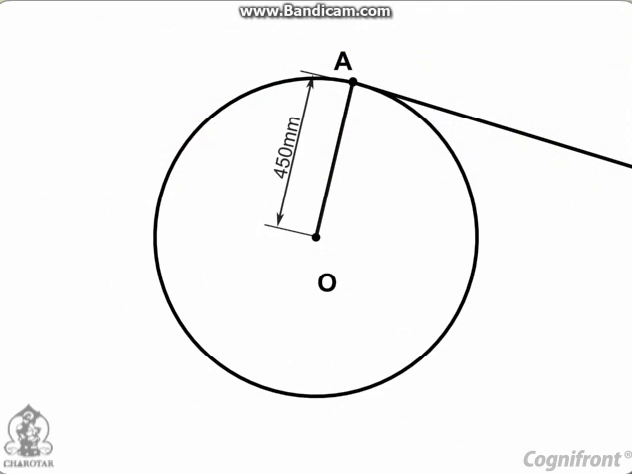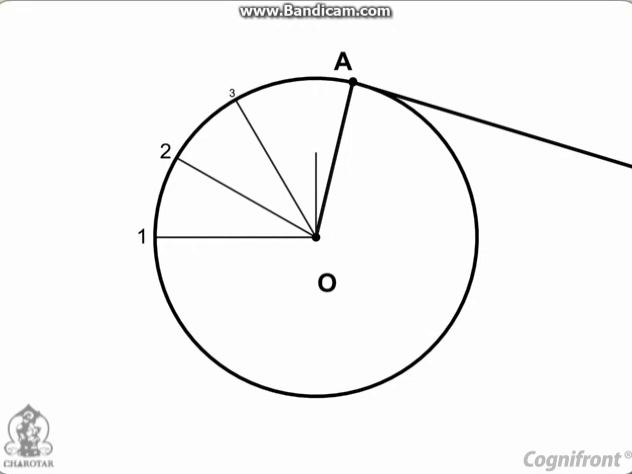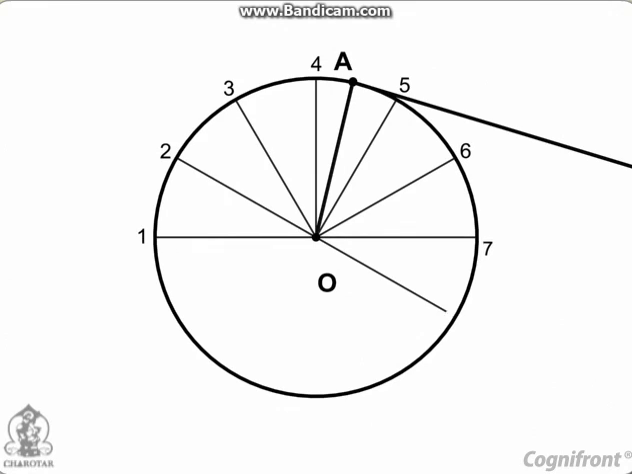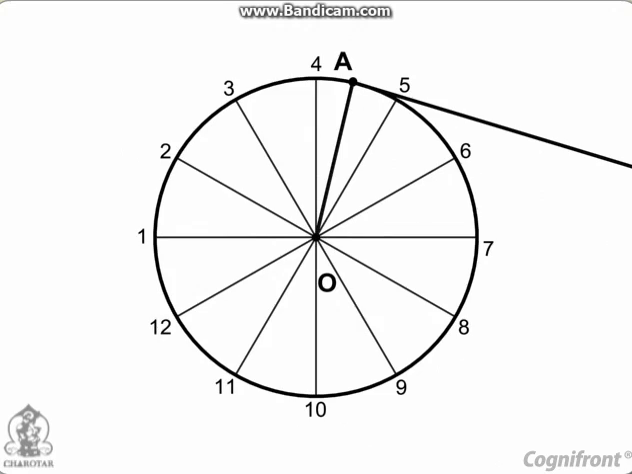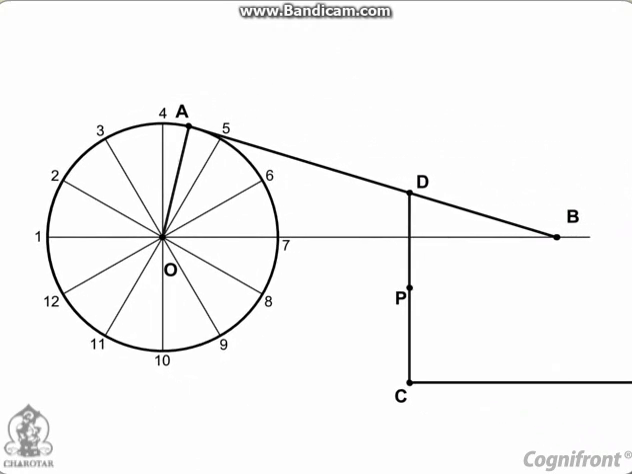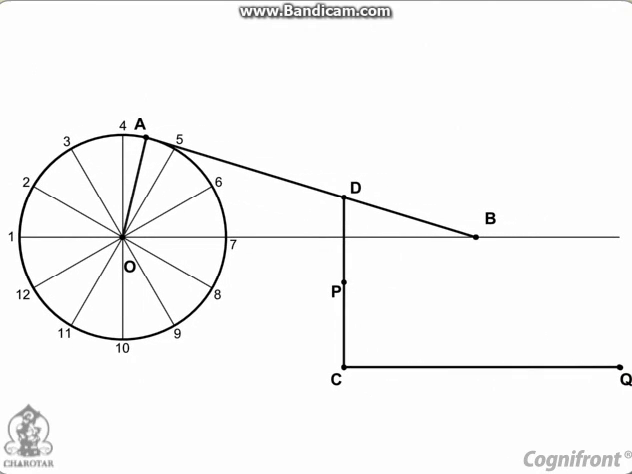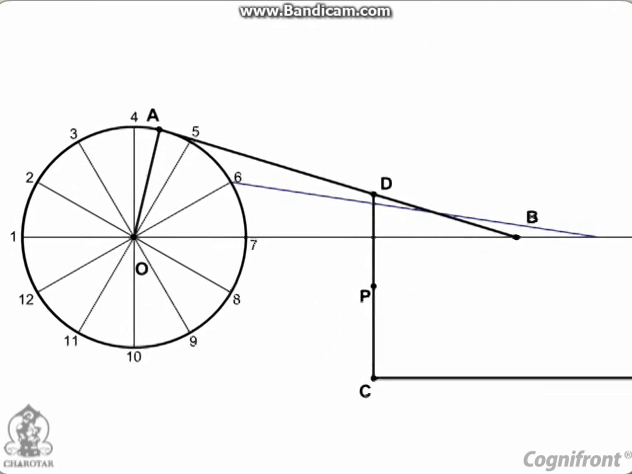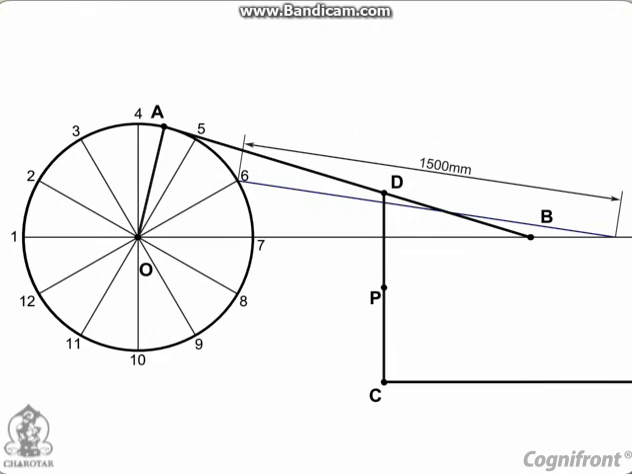Divide the circle in 12 equal parts and number the paths. Extend the center line 1O such that it passes through the end B of the rod. Then draw lines of size equal to AB from all 12 points of the circle up to line OB.